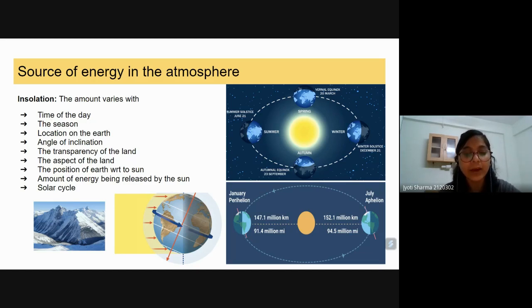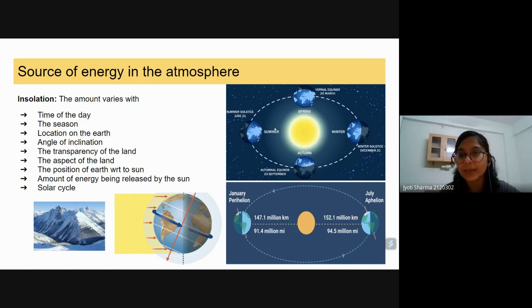Here we can see our earth moves from west to east, and when it moves, some portion of it gets light from the sun, and some has the shadow region. So the insolation varies with the time of the day. Then it also varies with the season.